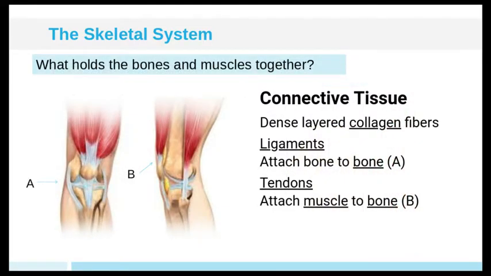So what holds bones and muscles together? There's a dense layer of collagen fibers that are either ligaments, which attach bone to bone, or tendons, which attach muscle to bone. And you're going to find these in pretty much any place where you've got some kind of range of motion or movement that's possible. And it's going to vary from one to the next.